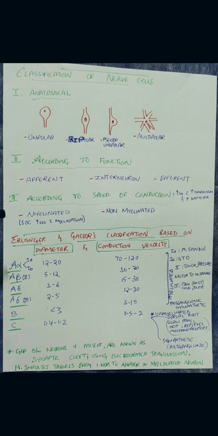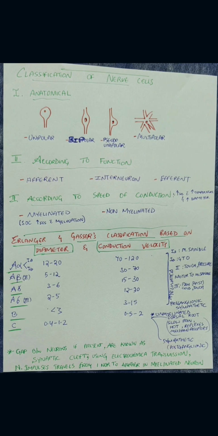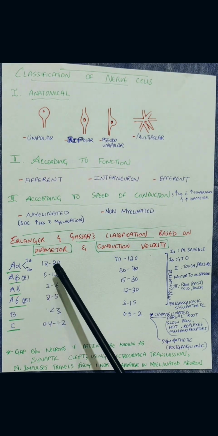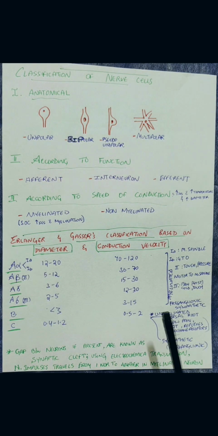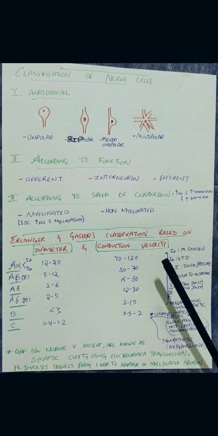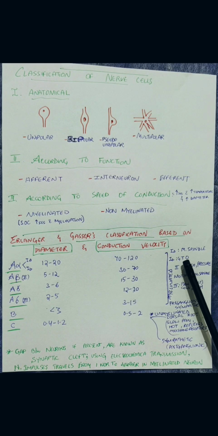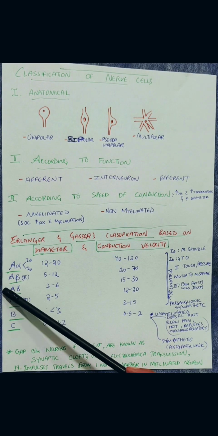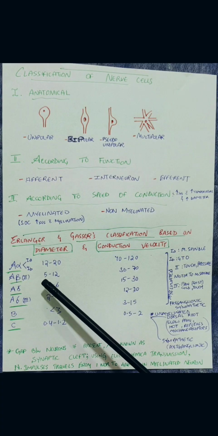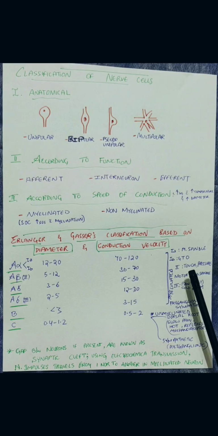There is a classification, where Erlanger and Gasser classified the neurons based on diameter and conduction velocity. There is the A alpha neuron, also having 1A and 1B, the diameter being 12 to 20, conduction velocity being 70 to 120. So these 1A alpha neurons have the muscle spindle and 1B has the Golgi tendon organ. The A beta, second, has a diameter ranging from 5 to 12, conduction velocity being 30 to 70, and these are responsible for touch, pressure, and motor to muscle spindle impulses.